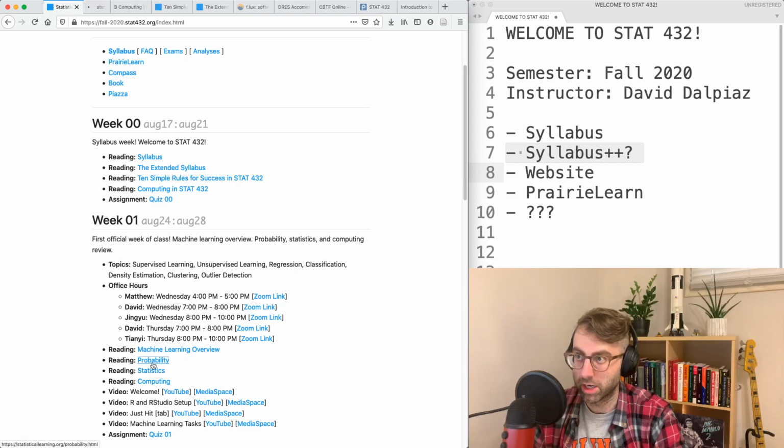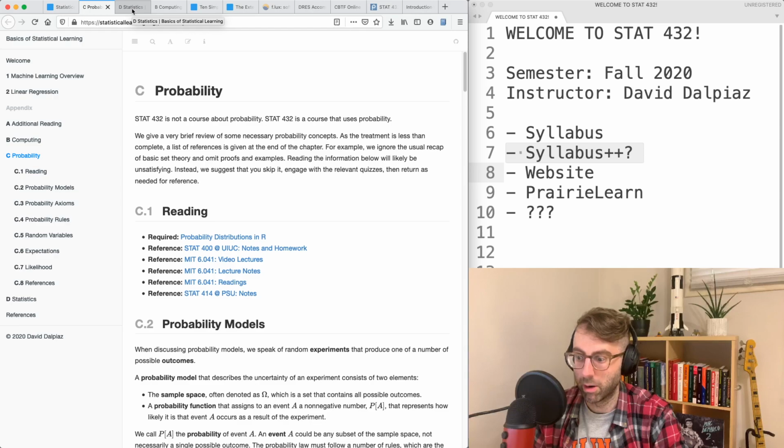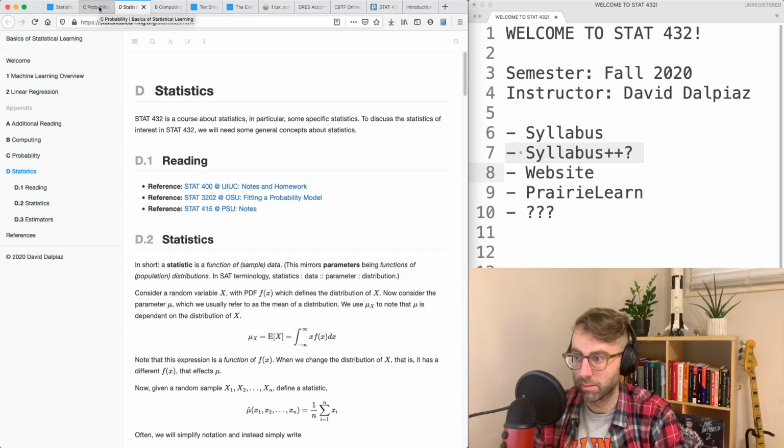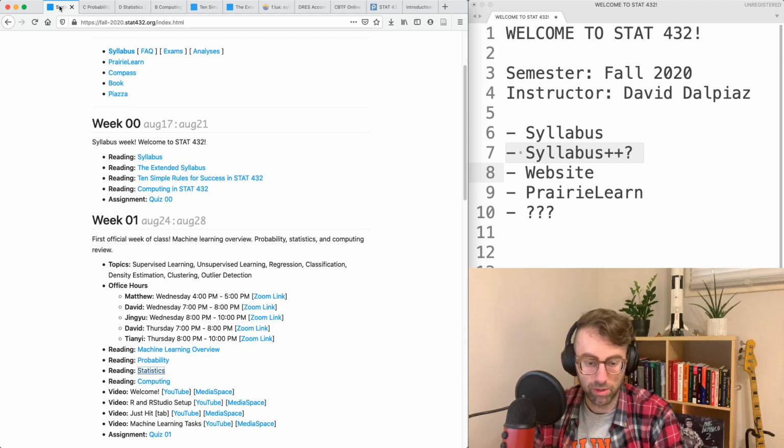I have some reading here on probability and some reading here on statistics, which will be about how to do these things a little bit in Stat 432. We sort of expect you to read those, but ultimately the things we're going to ask you to do, we sort of expect you to know how to do already. This computing reading is the same as this one because you really need to do that. Then there's the accompanying videos.